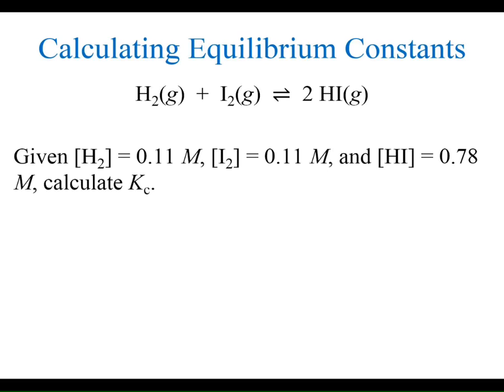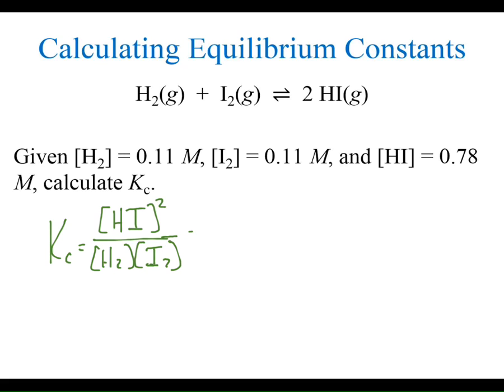So first I have to write the K expression. I'm going to write Kc equals concentration of HI squared over concentration of hydrogen times concentration of iodine, right? That all makes sense, right? You take that reaction, HI squared over H2 I2. Okay, so now we're going to plug in the values.